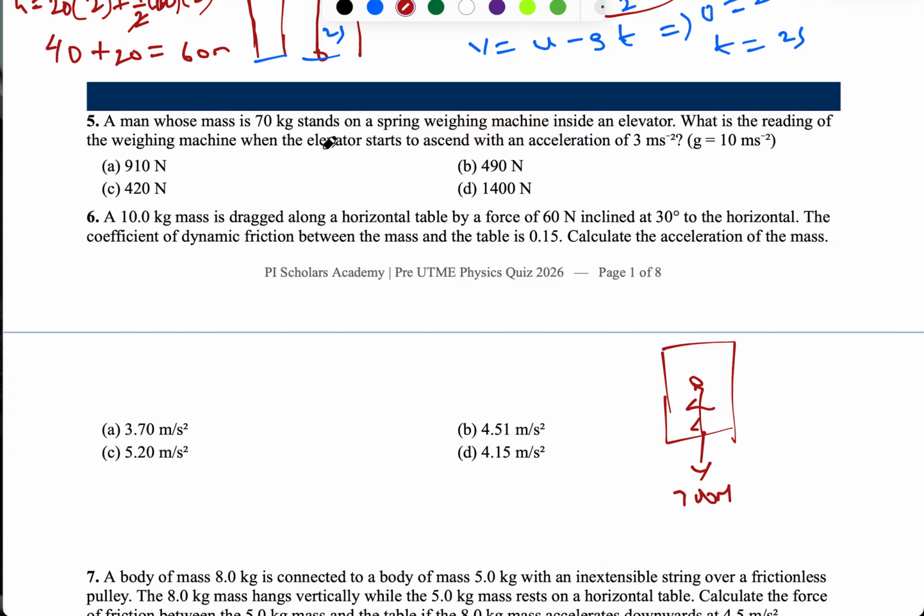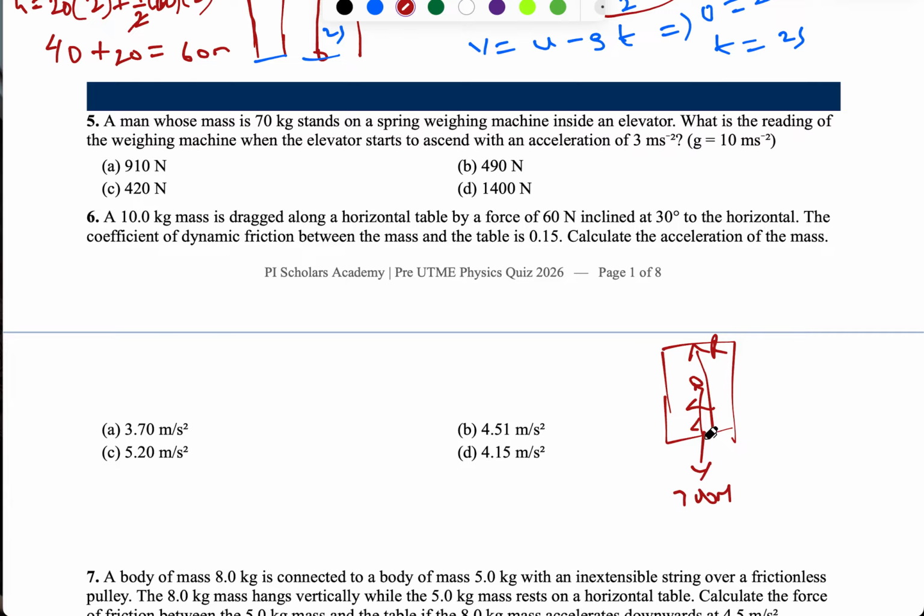Now, it says they stand on a weighing machine. What the weighing machine actually reads is what we call reaction. So the reaction is going to be upward. The weighing machine shows reaction, not the weight itself. It is the reaction to the weight that you are pressing on the weighing machine that is going to show you back as a reading. So weight acts downward, reaction acts upward.